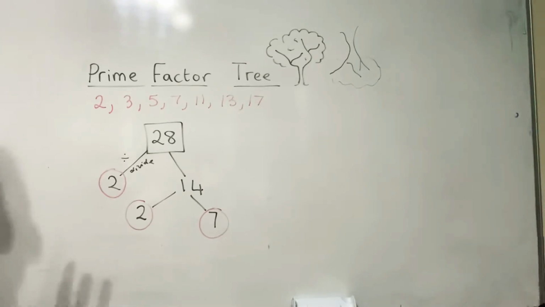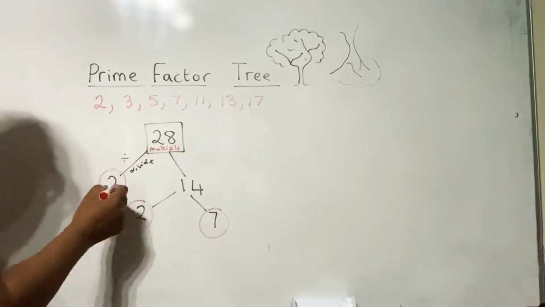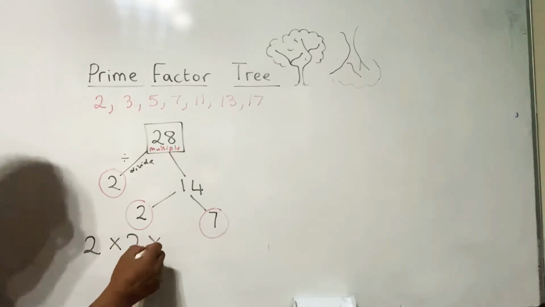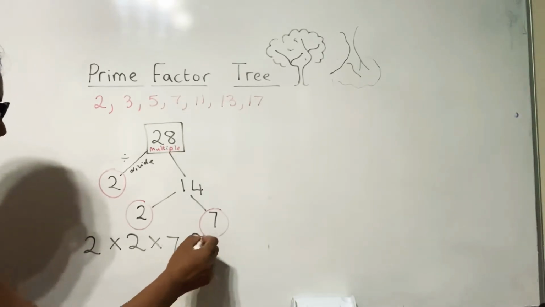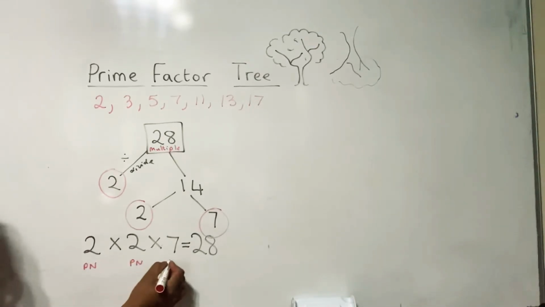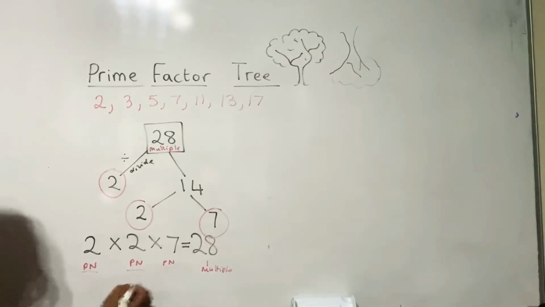Now remember, factors are the numbers which when multiplied, give us the multiple. The multiple we were looking at was 28. So we want to make 28. We want to make this multiple out of prime numbers, and when I multiply my prime numbers, it will give me the answer, 28. So I have got here a prime number, a prime number, a prime number, and my multiple. Now remember, these are not just ordinary prime numbers, they are called factors.